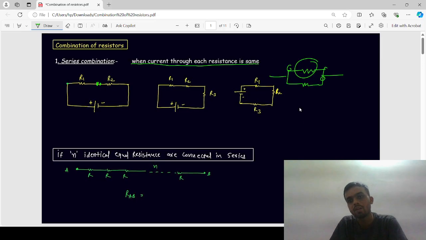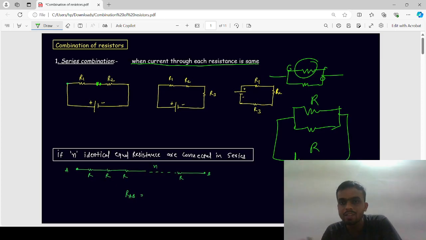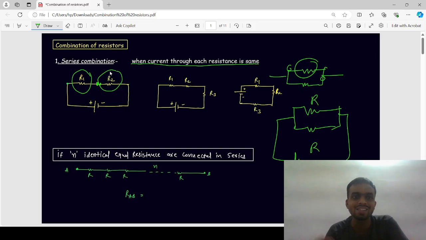Let us say, for example, this is a resistor of resistance R and another resistor of resistance R. If we connect a battery across it, they both have the same value of current, still they are not in series. So current should be same as well as their end points should not be connected to each other. That will be the complete definition of resistors in series.